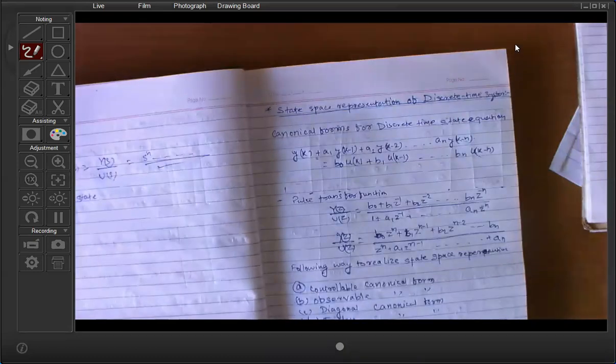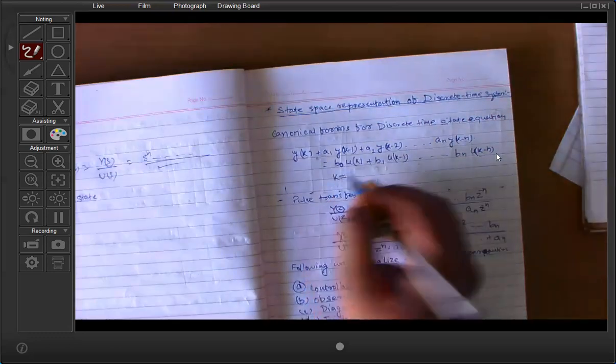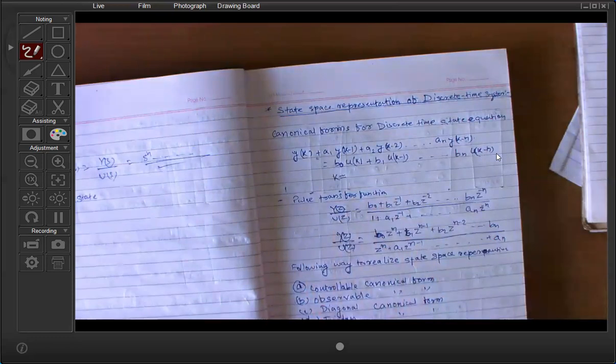In the last class I told you that in a discrete time system, the relation between input and output is represented by a difference equation. Suppose one difference equation of a discrete time system is y(k) plus a1 y(k minus 1) plus a2 y(k minus 2) and so on up to an y(k minus n) is equal to b0 u(k) plus b1 u(k minus 1) and so on up to bn u(k minus n). Here k is the kth sampling instant, y(k) is the discrete output signal, and u(k) is the input in discrete form.